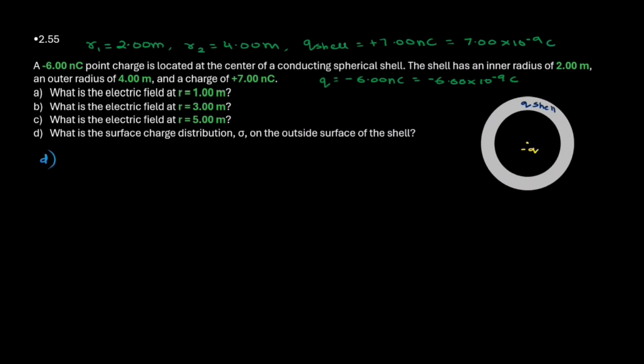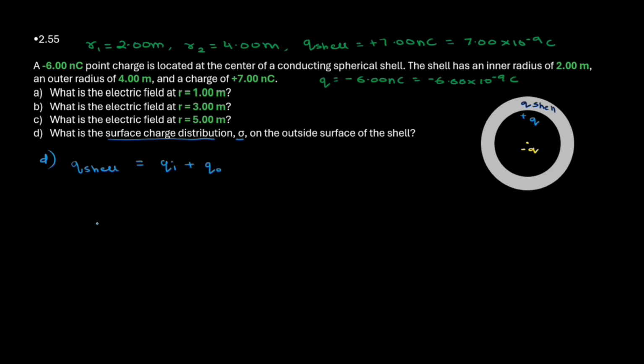Now let's discuss part B. Part B is asking us what is the surface charge distribution sigma on the outside surface of the shell. Here we have a charge negative Q at the center of the shell. And this charge is going to induce an opposite charge on the inner side of the shell. So if this is negative, on the inner side, you will have a charge of positive Q. And the total charge on the shell has to be a sum of the charge on the inner surface plus the charge on the outer surface.